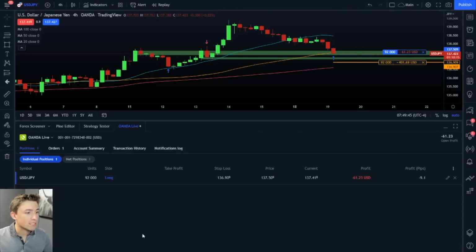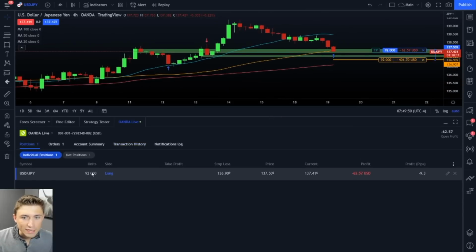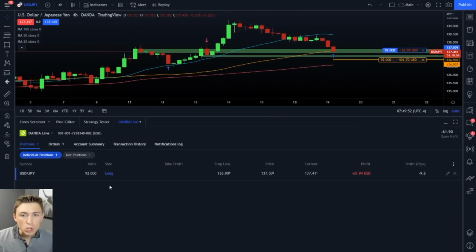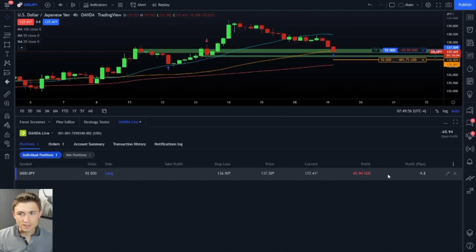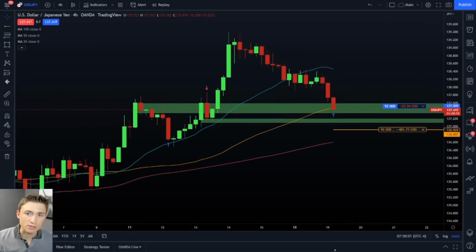So first of all, take a look at this. Here is the trade. So USDJPY, 92,000 units long. So we are buying this market. We have a stop loss in place, the entry price, etc. And you can see we are floating around minus $66 so far.